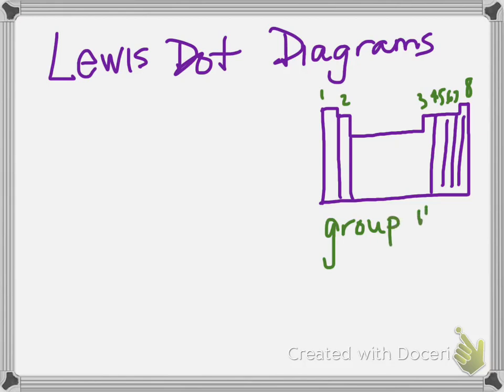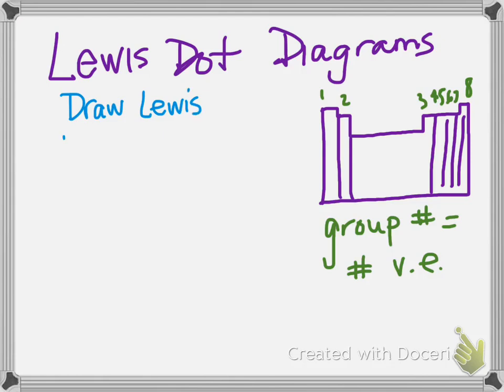The Lewis dot diagrams are the ones where we put dots around the symbol for how many valence electrons it has. So anything in the first group would have 1 valence electron. So 1 dot. Everything in the second group would have 2 dots, or 2 valence electrons.